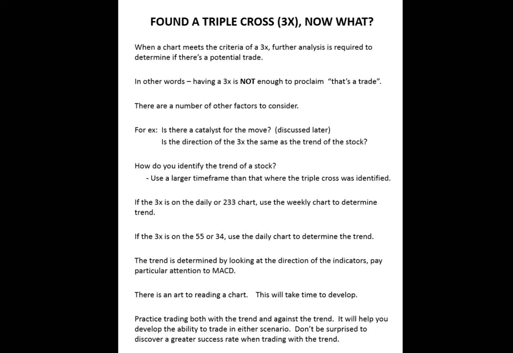So if you see the 3X on the daily or the 233 chart, then I'm going to use the weekly chart to help me determine my trend. If I saw the triple cross or the fat pitch or the 3X, whatever you want to call it, on the 55 or the 34, in other words, like an hour or a half-hour chart, then I'm going to use the daily chart to establish the trend.